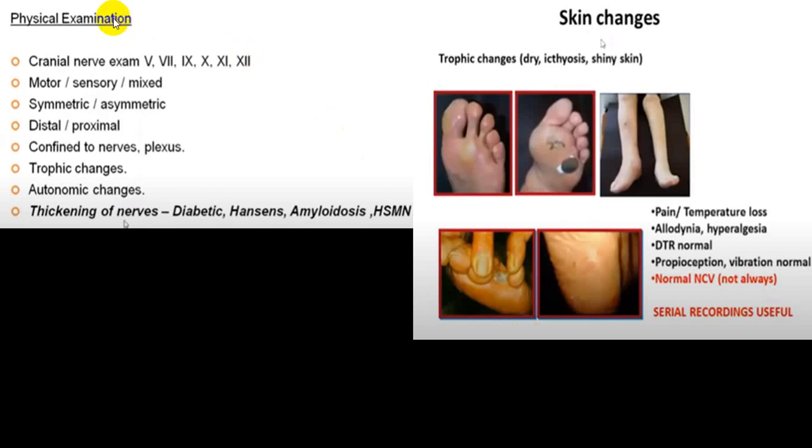Other findings which you come across: we have told you cranial nerve findings are very common in a person with diabetes mellitus and even in case of GBS. We already mentioned motor, sensory and mixed variety. Maybe symmetrical, maybe asymmetrical. Distal is more involved as compared to proximal. Maybe confined to only nerve, or confined to plexus, or confined to radicular, that is posterior nerve root or anterior nerve root, spinal nerve root. And whenever the sensory is being involved, you start getting trophic changes. And in autonomic, we have already told you, postural hypotension, very common.